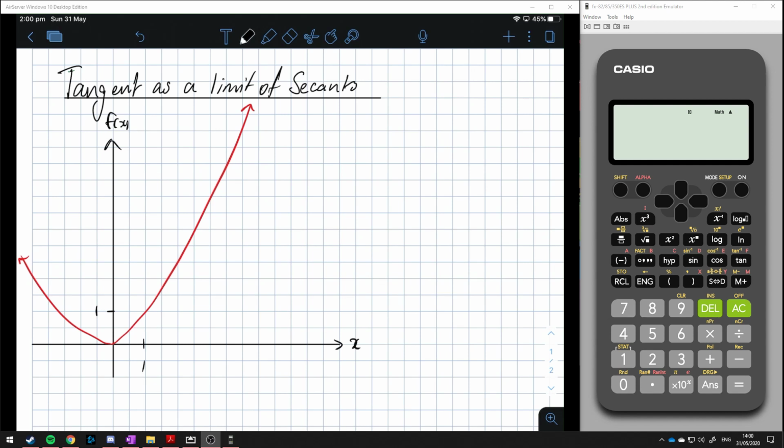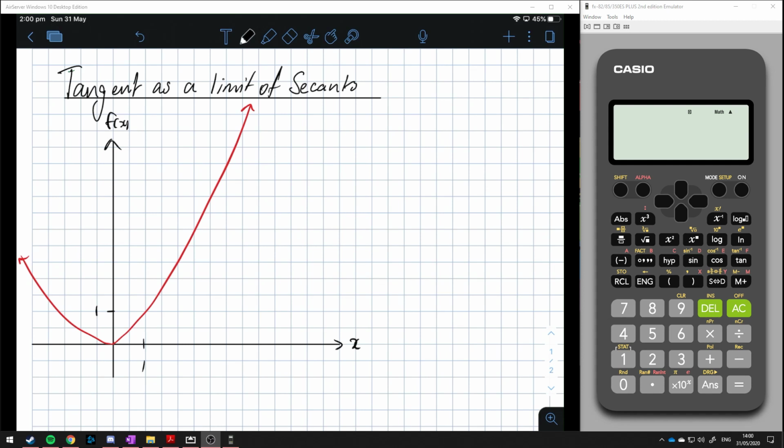Okay, so tangent as a limit of secants. Now, this is the introduction to basically how we're going to differentiate most of the graphs, if not all of the graphs, that we are going to be looking at. Now, there's going to be hints and tricks and tips later on in the topic on how to do it much quicker, but this is sort of like the how to do it, okay?